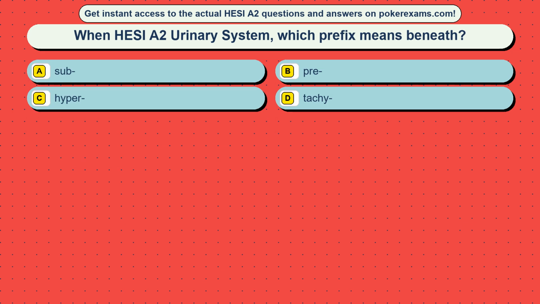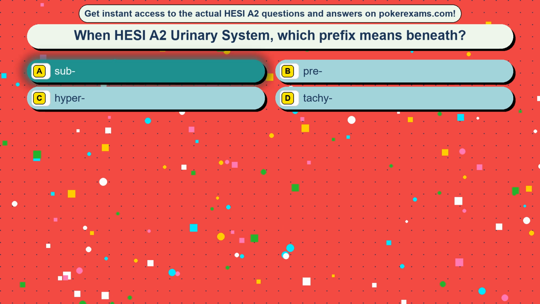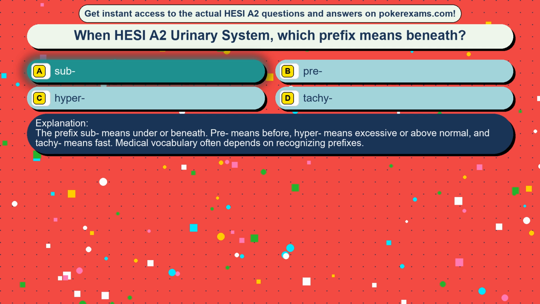Question 29. When HESI A2 urinary system, which prefix means beneath? Option A, sub. Option B, pre. Option C, hyper. Option D, tachy. The correct answer is option A, sub. The prefix sub means under or beneath. Pre means before, hyper means excessive or above normal, and tachy means fast. Medical vocabulary often depends on recognizing prefixes.